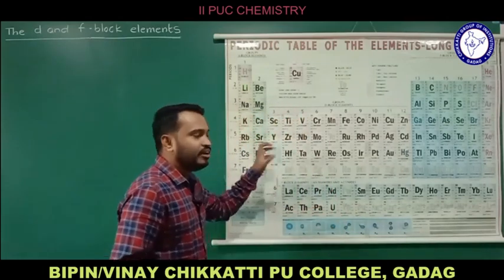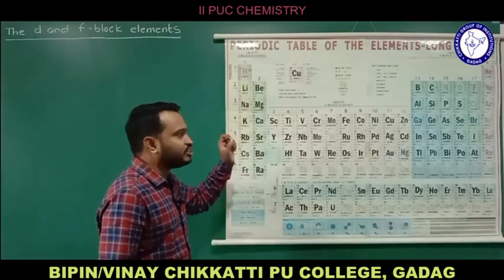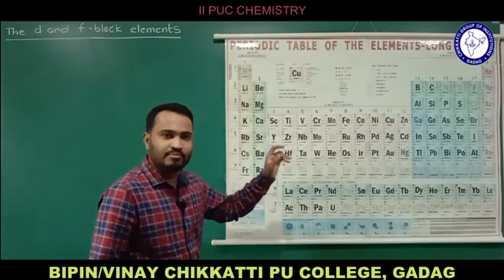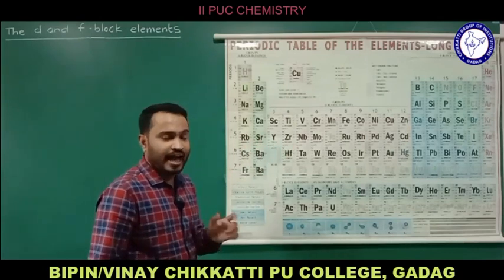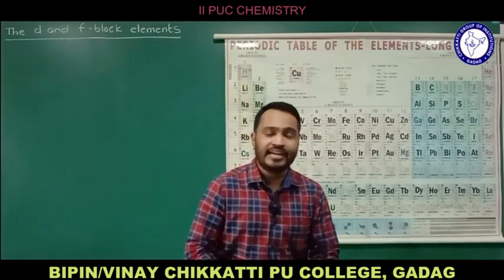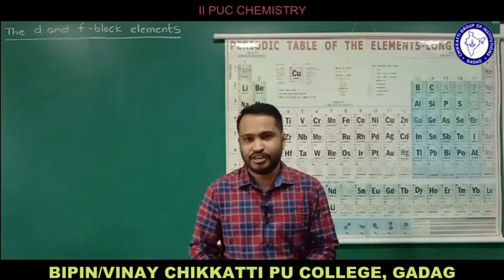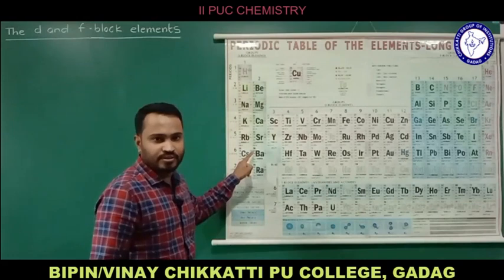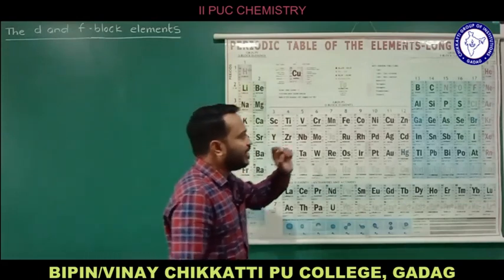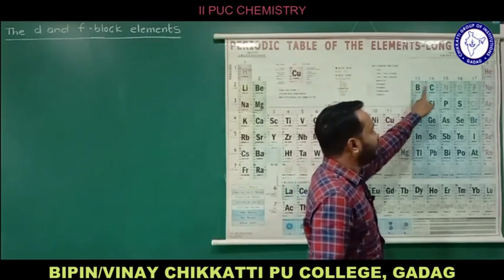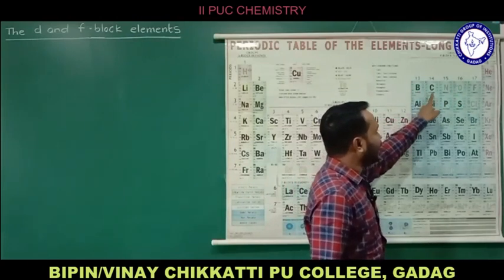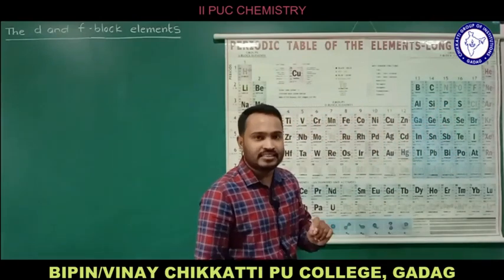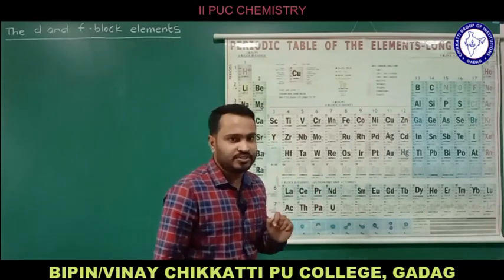If you observe the modern periodic table, we have symbols for elements. Some are metals, some are non-metals, and some are metalloids also. As we know, in total we have 18 groups and 7 periods in the modern periodic table, and the first group and second group we call s block elements. And if you consider groups 13 to 18, the boron family, carbon family, nitrogen family, oxygen family, fluorine family, and noble gases, these belong to p block elements.